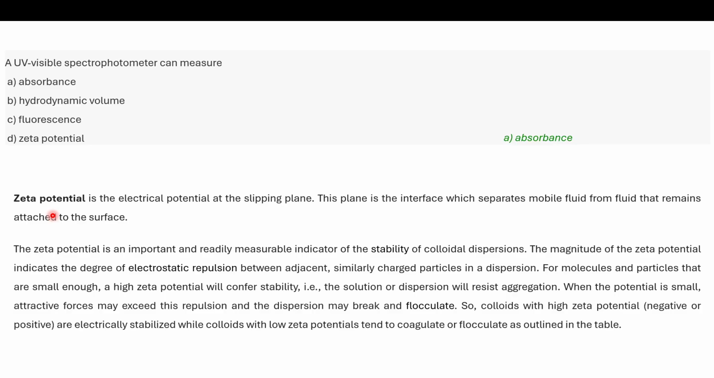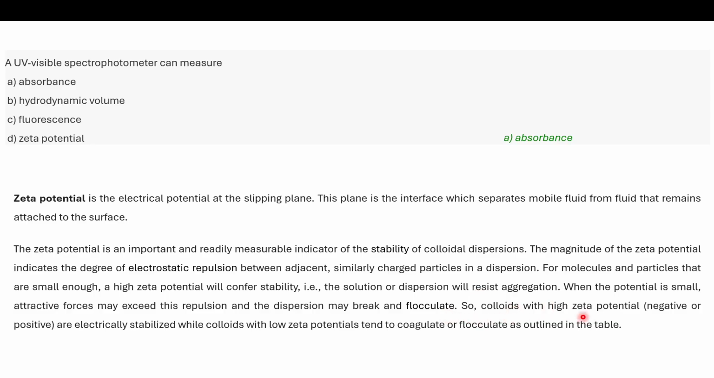So the zeta potential actually is a measure for colloidal solutions. The zeta potential is an important and readily measurable indicator of the stability of colloidal dispersions. The magnitude of the zeta potential indicates the degree of electrostatic repulsion between adjacent, similarly charged particles in a dispersion. Now, when we are talking about molecules and particles that are really small, a high zeta potential will confer stability. That means the solution or dispersion will resist aggregation, right? Now, when the potential is small, attractive forces may exceed this repulsion and the dispersion may break and flocculate.